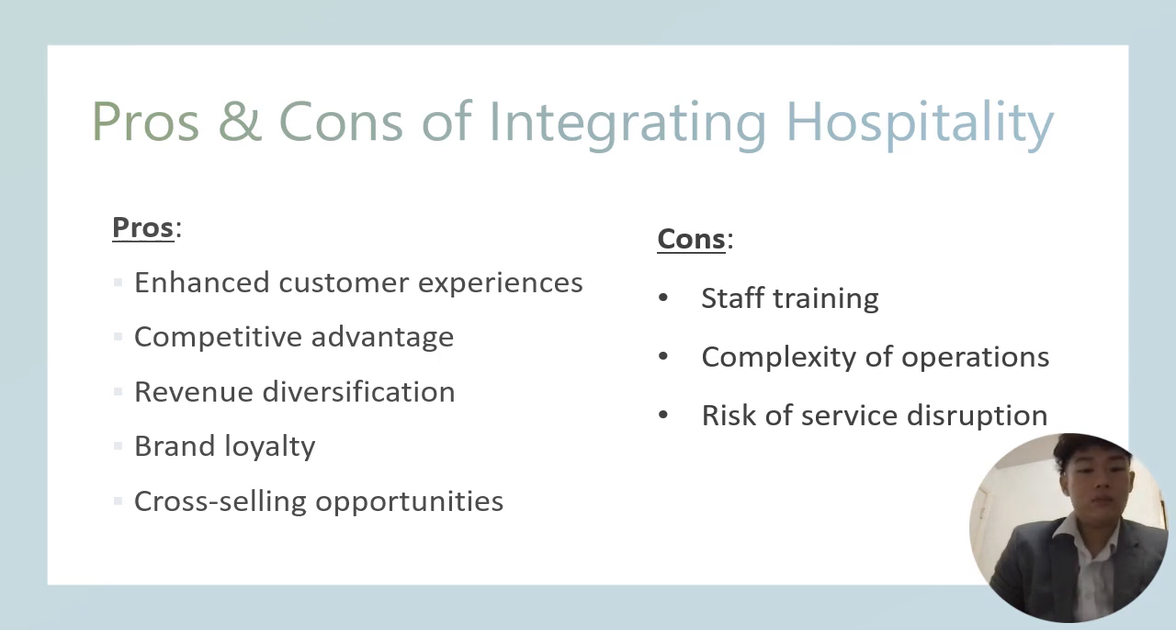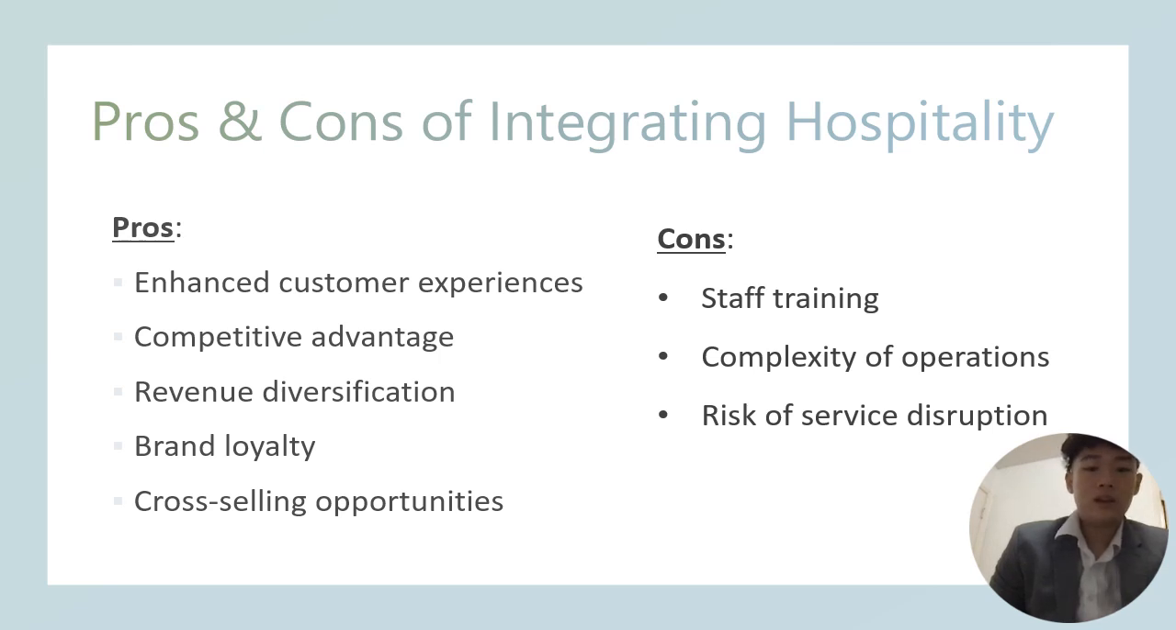And that leads to brand loyalty. When you're building your clientele, and they enjoy these services, eventually customers would become loyal to your airline because they're enjoying these experiences. And then lastly, cross selling opportunities depending on where the customer is flying their destination. This is an opportunity for the company to cross sell where they can include packages for hotels, for the flight itself, for additional experiences when they land, and so on.